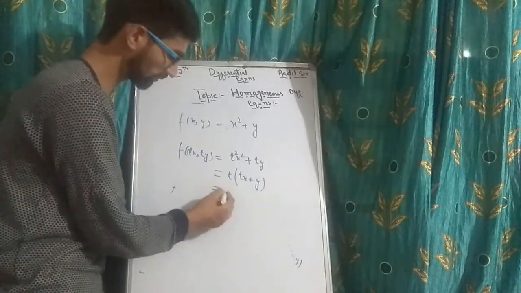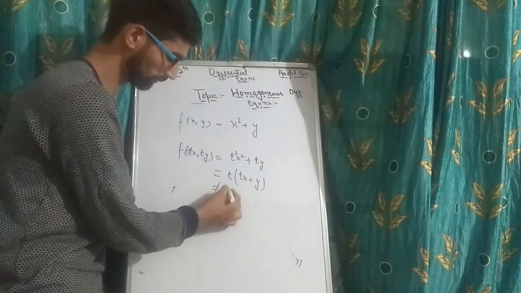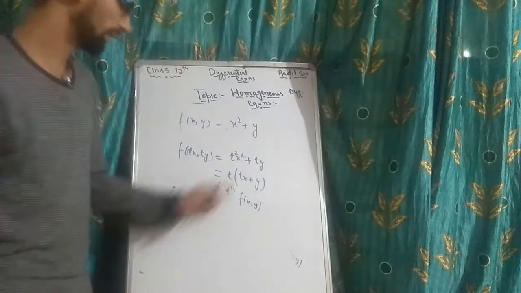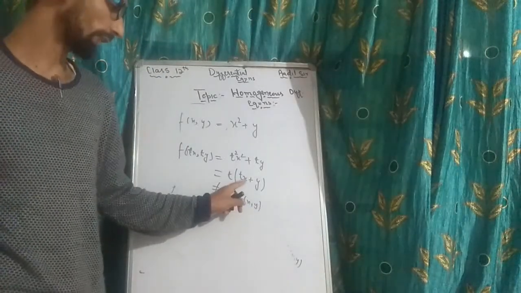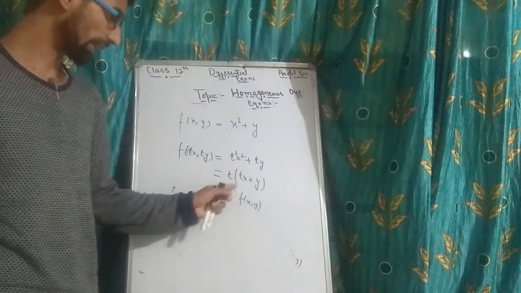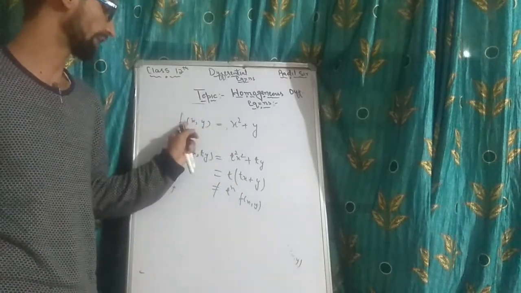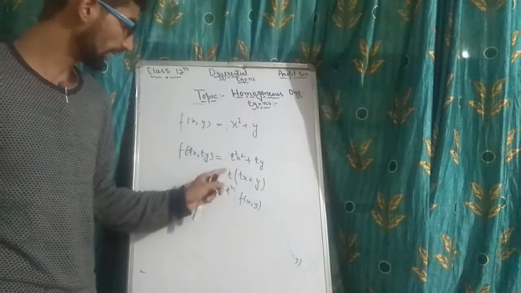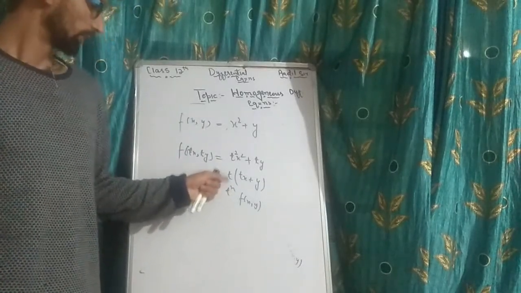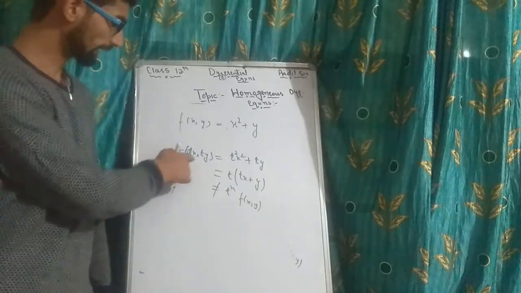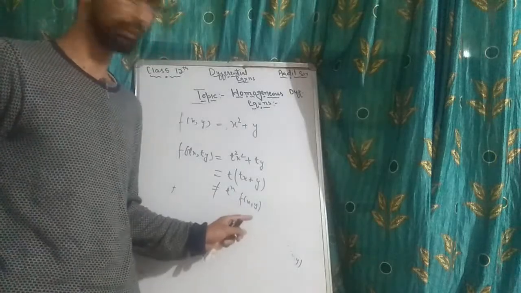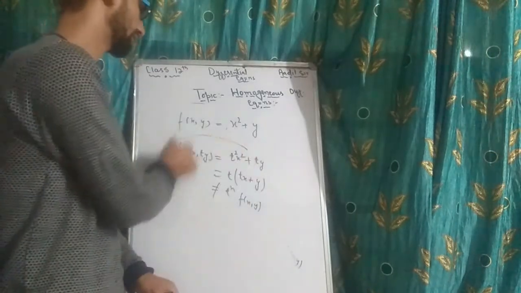So it is not equal to t power n f of x y, because we cannot make this t common and get the function f of x y. So we cannot get any value of n here so that f of tx comma ty is equal to t raised to n f of x y. So this is not a homogeneous function.